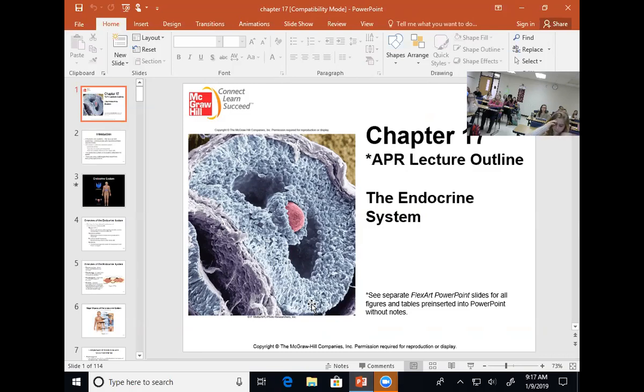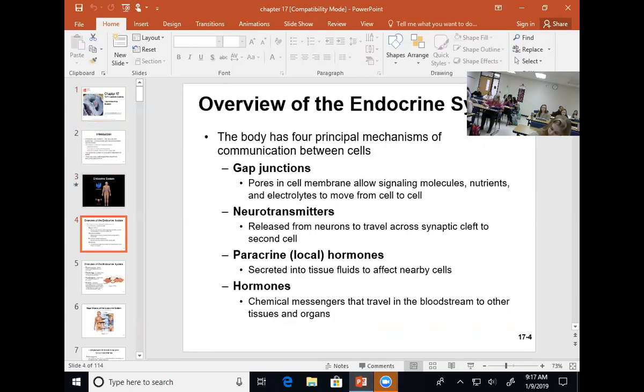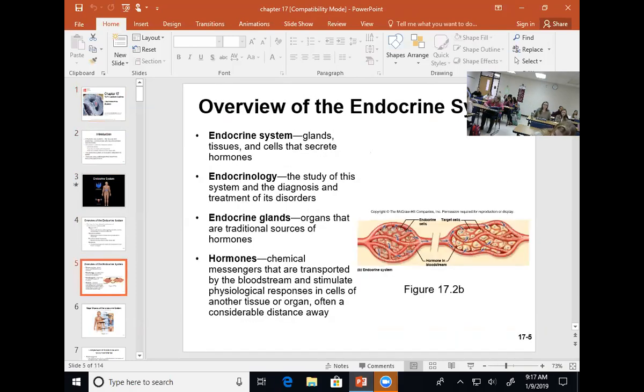Okay, so we're back to studying, looking at the endocrine system. So far, we've talked about the hypothalamus. We've talked about the pituitary.